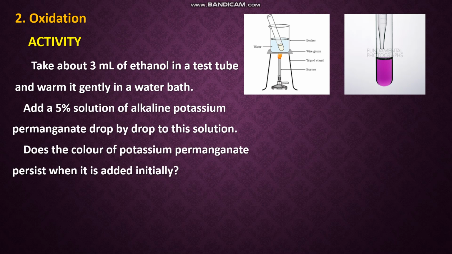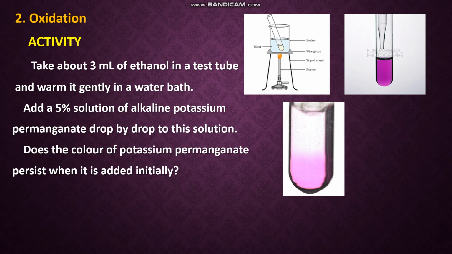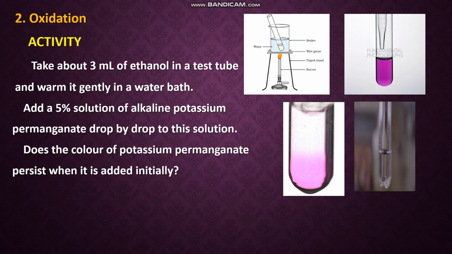Now let us see whether the color of potassium permanganate persists when it is added initially. No, the color of the solution fades and at last it disappears. It fades and then it disappears, or we can say the color of the potassium permanganate gets discharged.